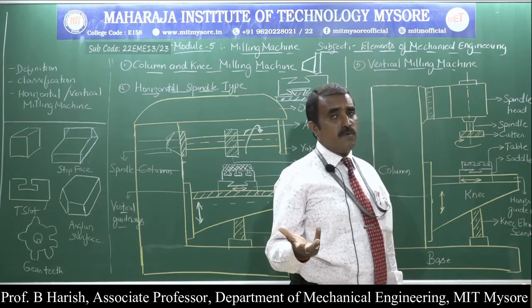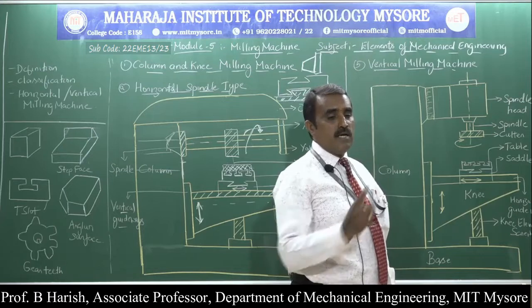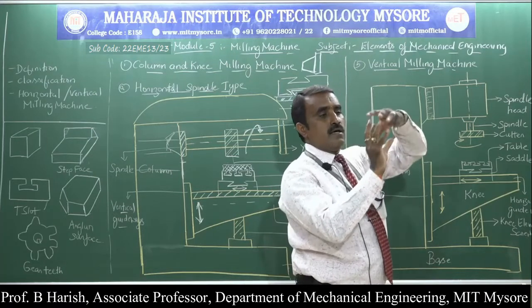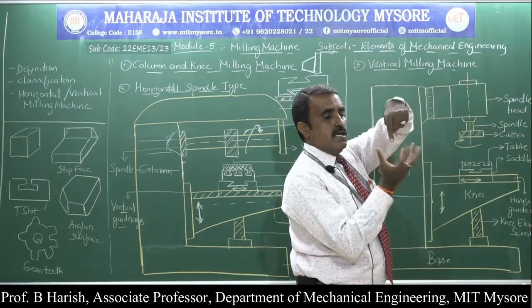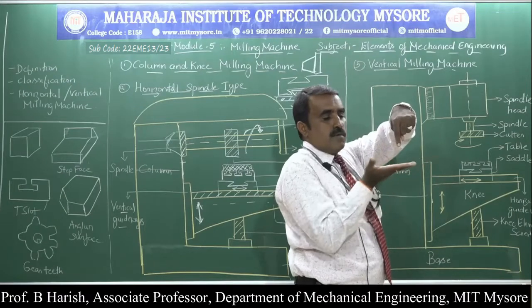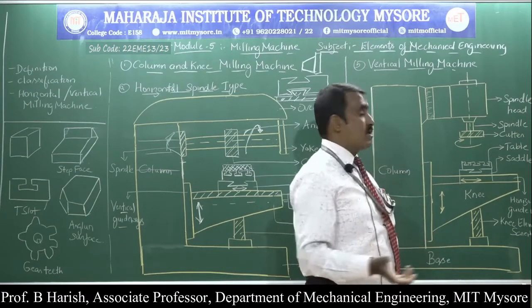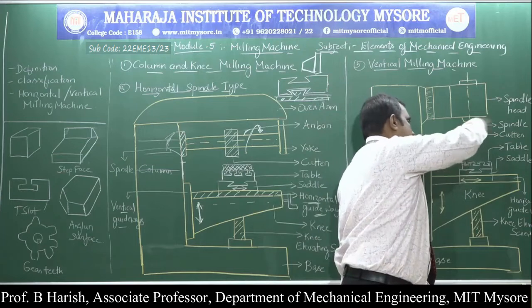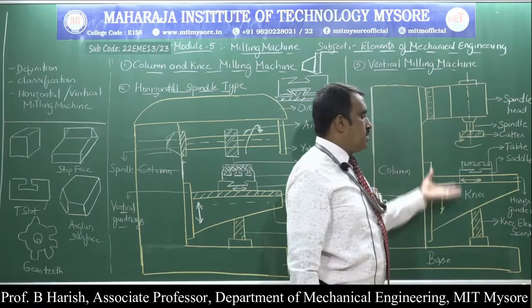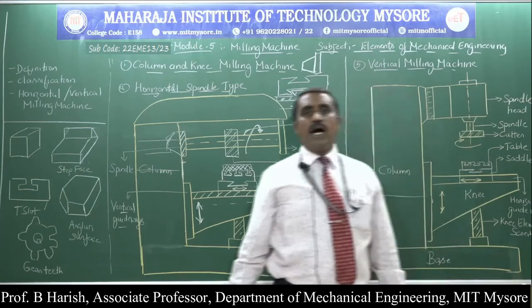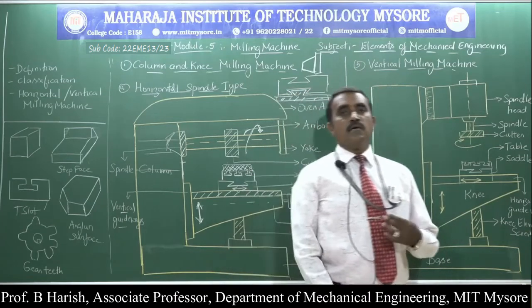Cutter depends upon what type of operation you are performing. Here the spindle will be rotating in this direction. The spindle axis is there, and the spindle rotates, while the workpiece is fixed on the table. This is the direction of rotation of the cutter. So these are the individual parts of a vertical milling machine.